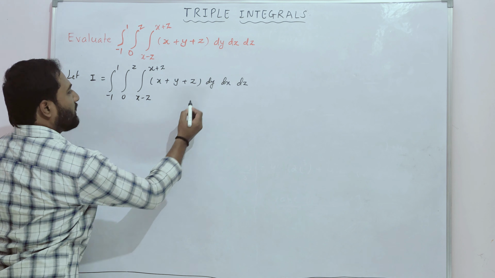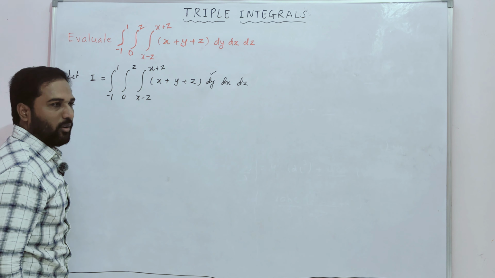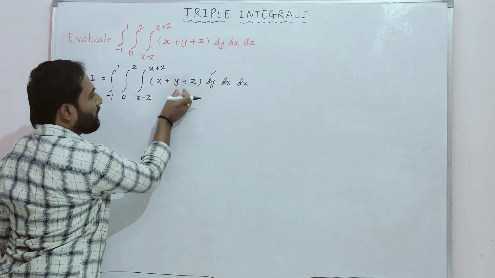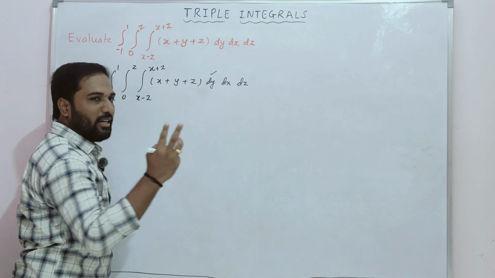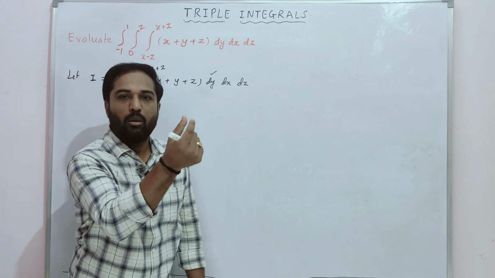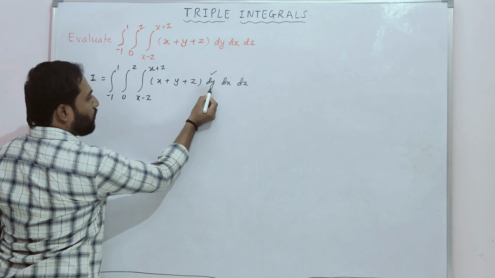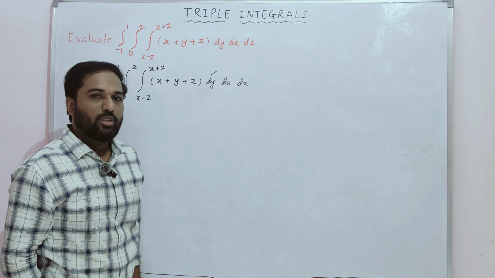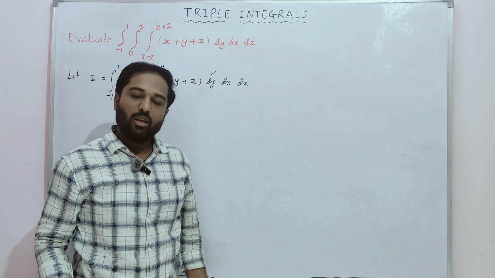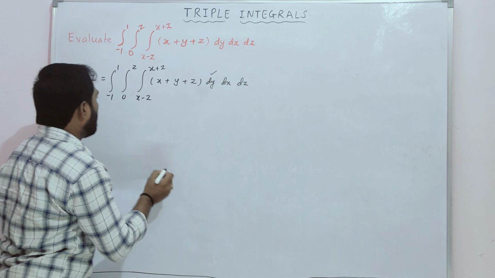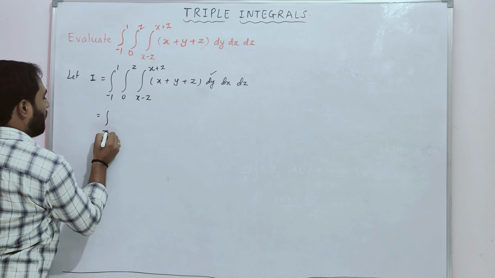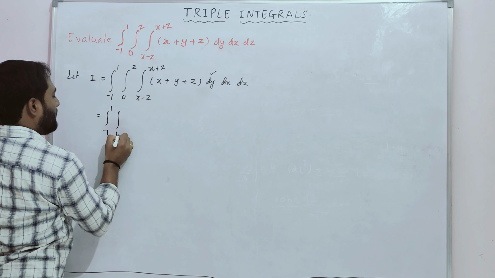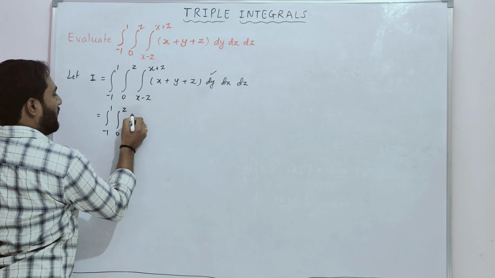Let us first integrate with respect to y. Observe there are three different terms, x plus y plus z. Let us integrate term by term. First, with respect to y, x becomes constant and z becomes constant. So the integral of a constant with respect to y will be the constant as it is, into y. The limits minus 1 to 1 and 0 to z are also as they are. So let us integrate.